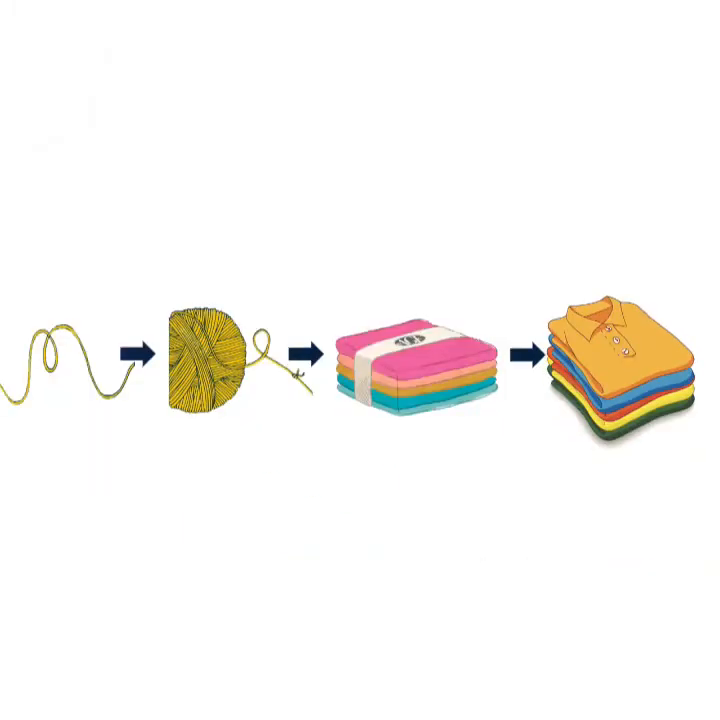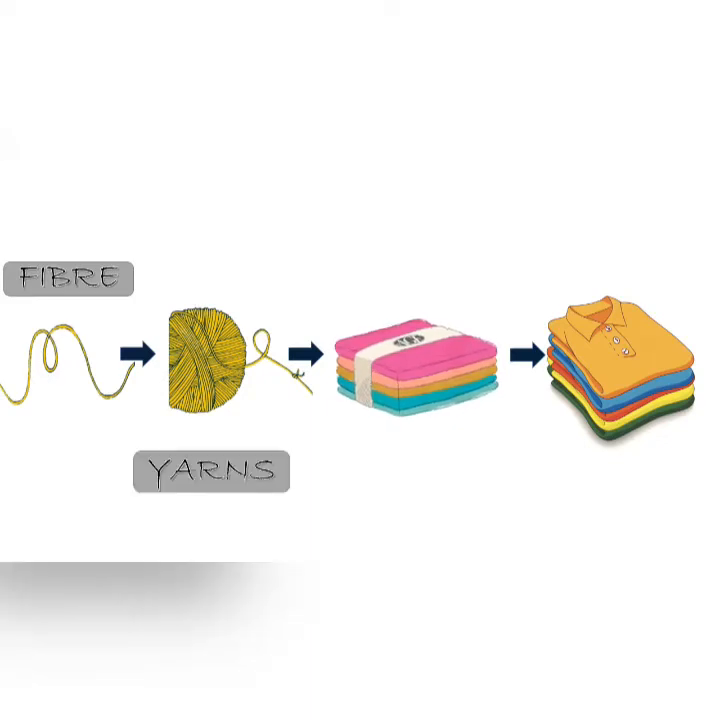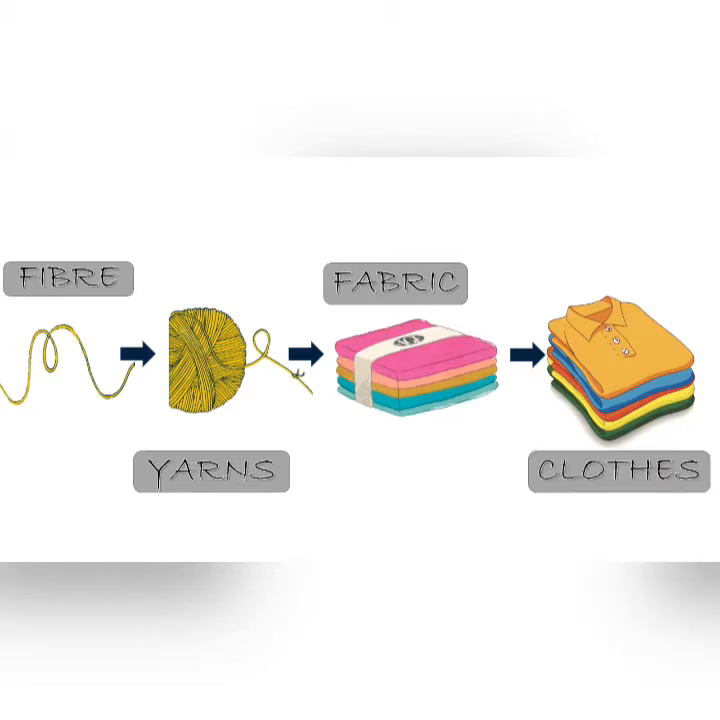So kids, fibers are the threads which are used to make continuous and long yarns, which are woven together to make pieces of fabric, which again are stitched to make clothes. So kids, to learn about different types of fabrics, we first need to learn about different types of fibers.